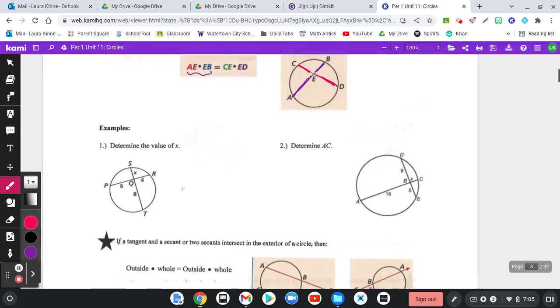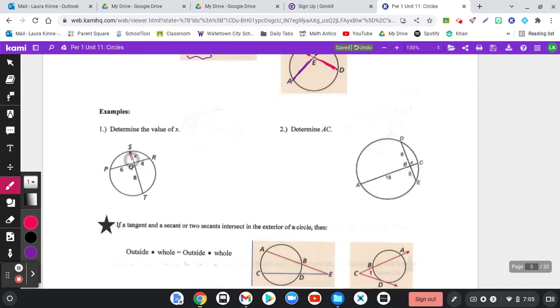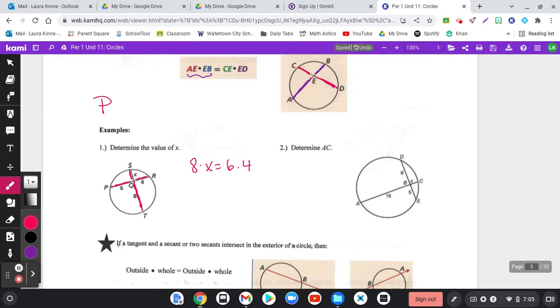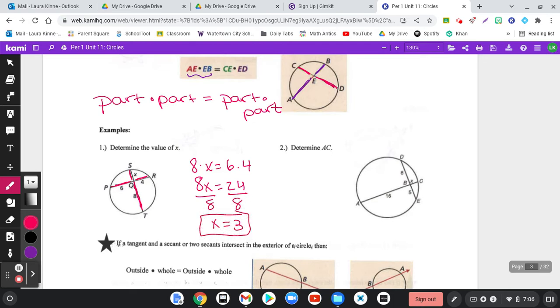So let's look at a couple examples. So with this, we have SQ is X and QT is 8. So I can do 8 times X equals, and then it's equal to PQ times RQ, 6 times 4. So again, it's part times part equals the other part times part. So 8x equals 24. We'll divide by 8. X equals 3. And that's what it wanted us to find.